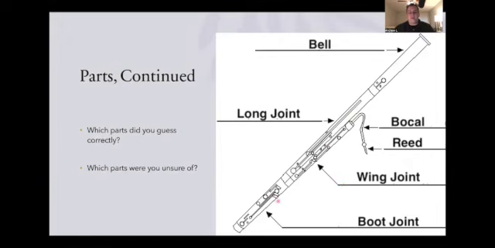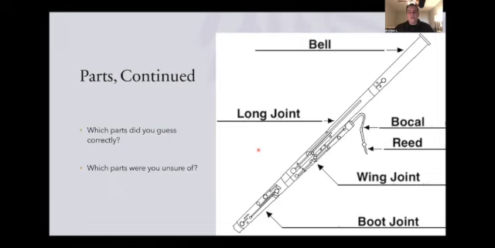And then we have the boot joint down here at the bottom. And of course, the bocal, as we've been mentioning, and seeing its development being tracked over generations. And at the very end, we have the reed. So this is kind of a reference for this. Feel free to correct your own paper to make sure that you have this.